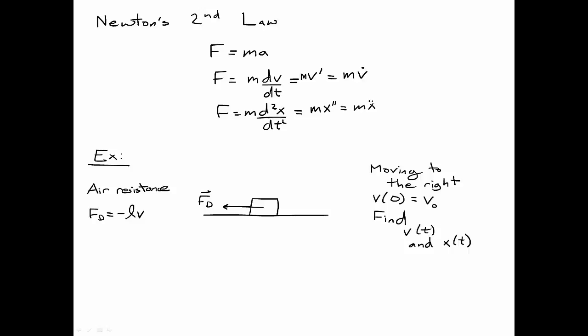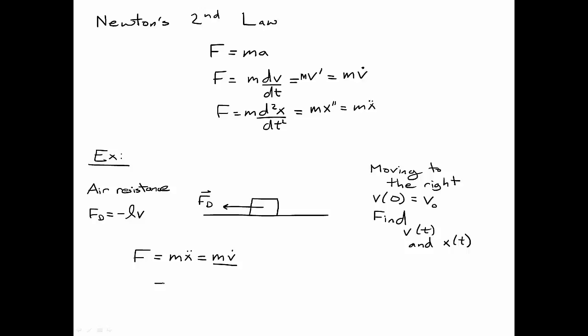Alright, so the first step in working out what's happening in this physical situation is we want to write the differential equation of motion. That means we write out either F equals m x double dot or F equals m v dot. In this case, because our force depends on velocity, we're going to use the v dot version. If our force depended on position, I would use the x double dot version.